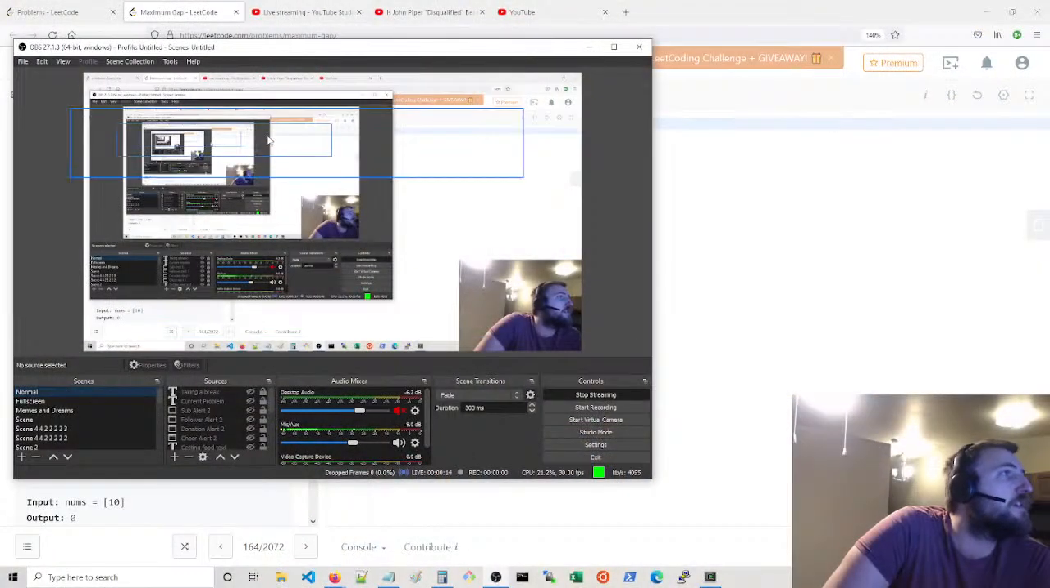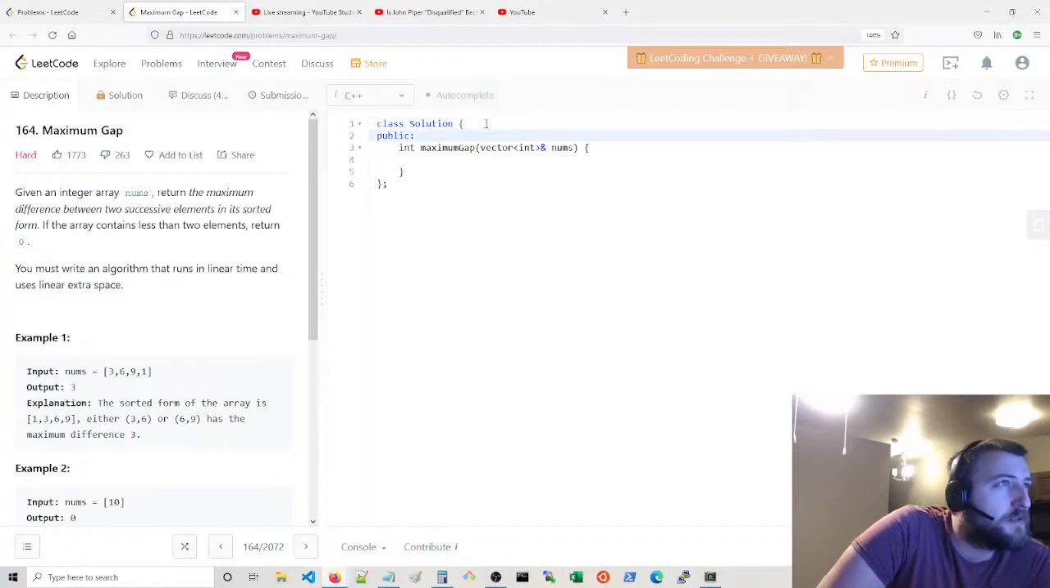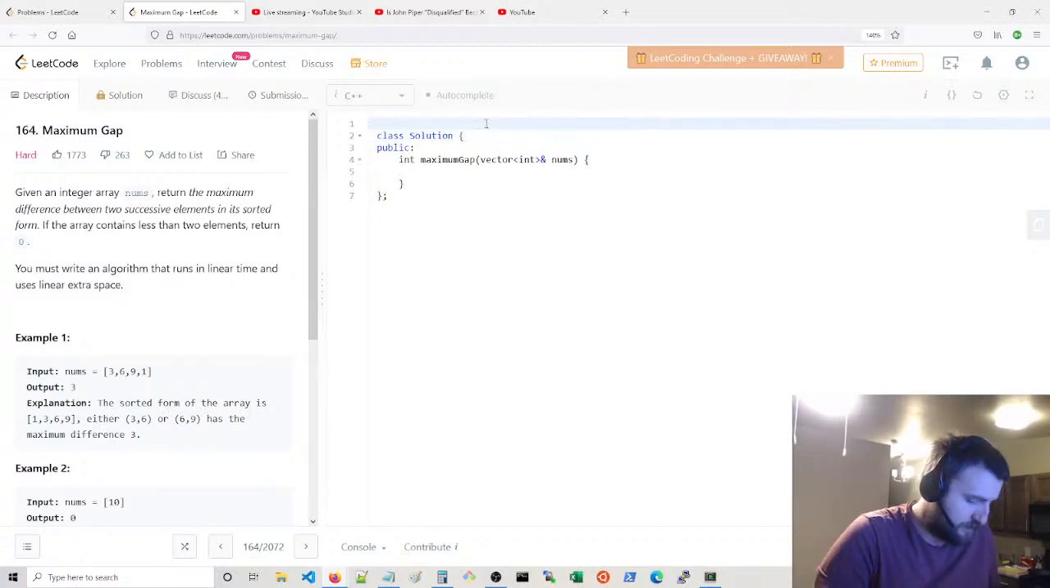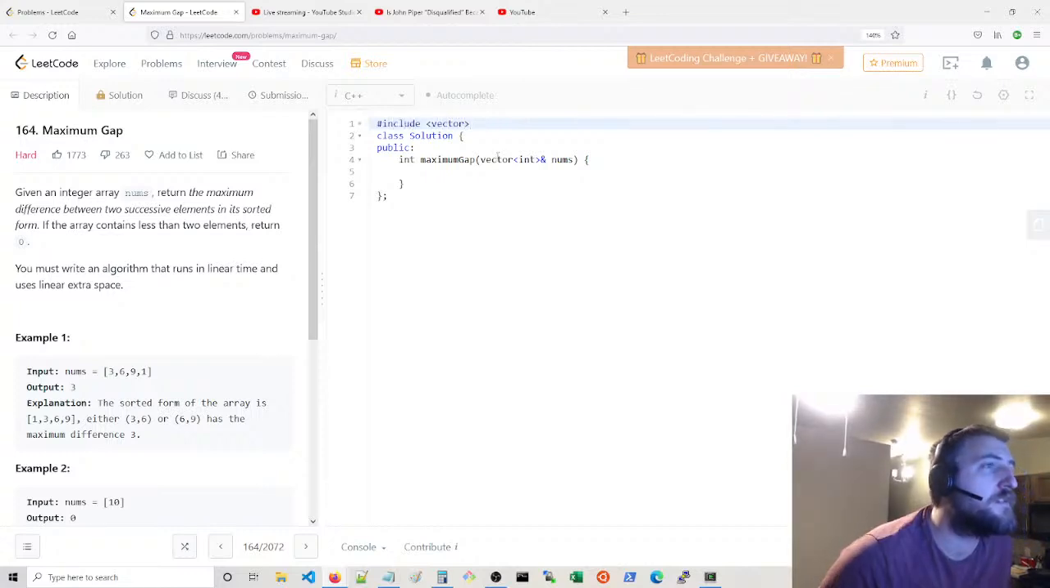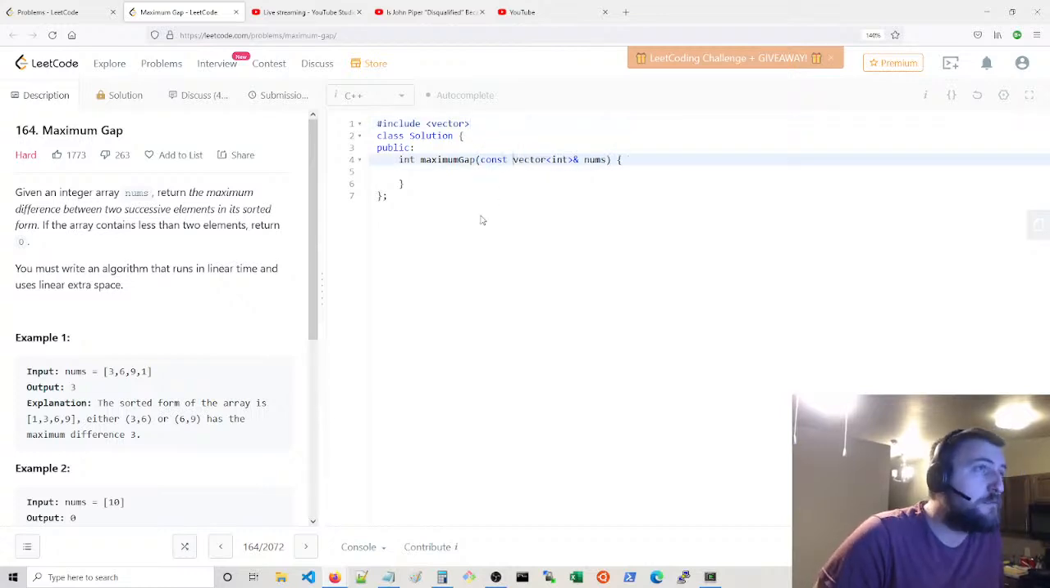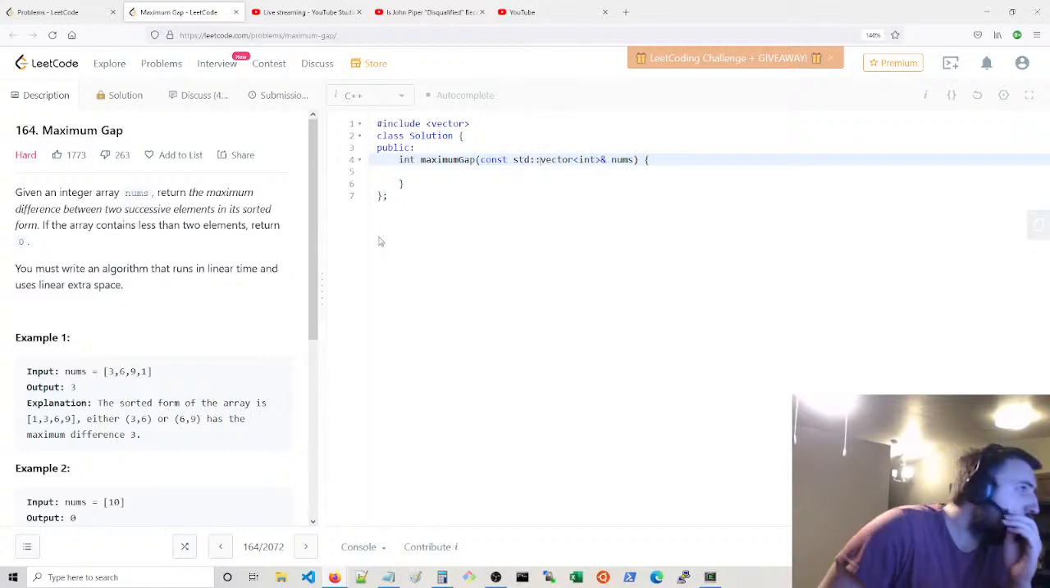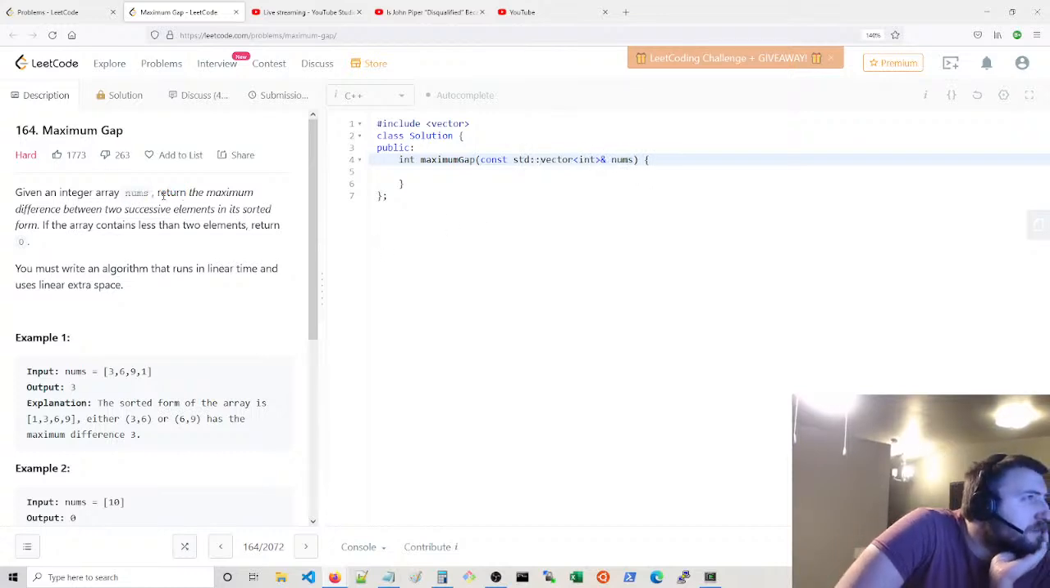So the question, I already opened it here. Didn't read it yet, but opened it. Maximum gap. Let's see. Given an integer array nums, return the maximum difference between two successive elements in its sorted form. If the array contains less than two elements, return 0. Write an algorithm that runs in linear time and uses linear extra space.